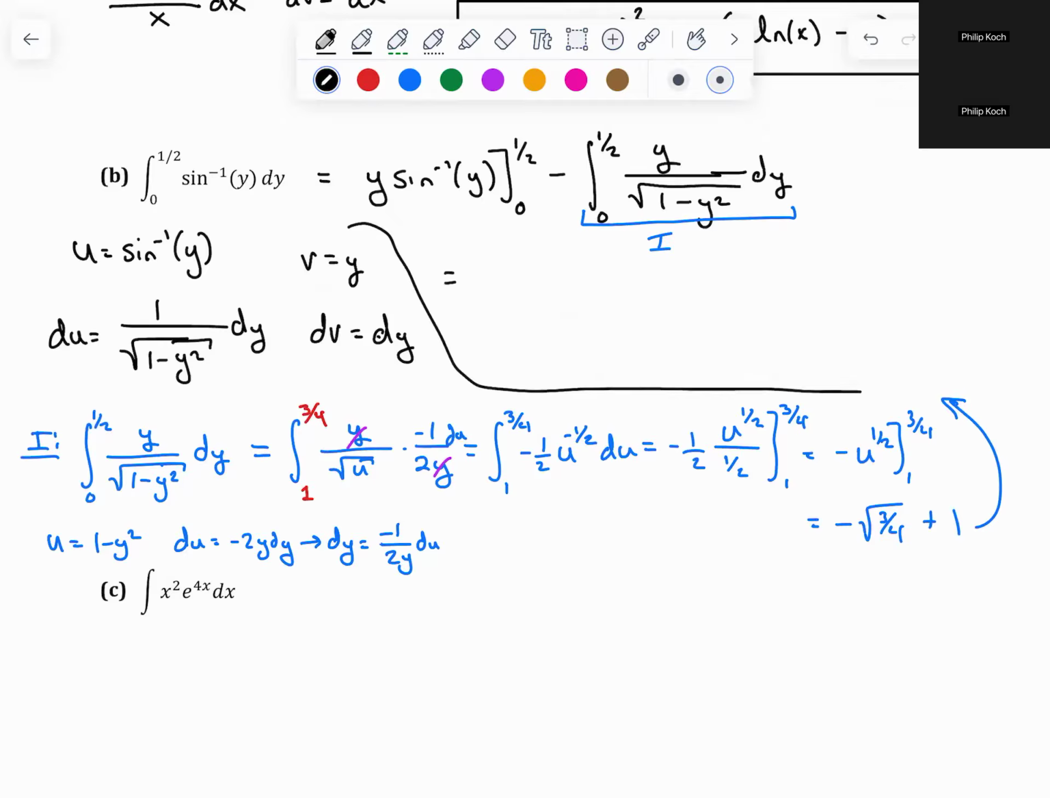We still didn't do the evaluated from 0 to 1/2 of y sine to the negative 1 of y. So we'll do that right now. That'll be 1/2 sine inverse of 1/2 minus 0 times sine inverse of 0. That will be 0. And then minus negative square root 3/4. That's a terrible square root. I should feel ashamed. Plus 1.